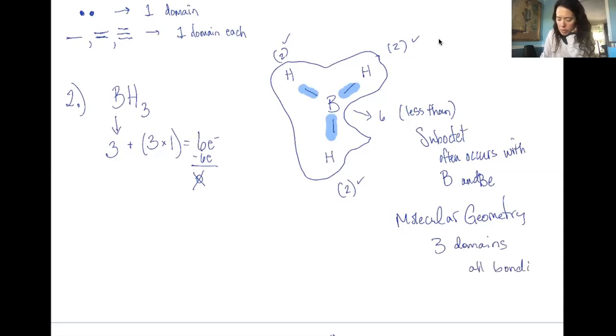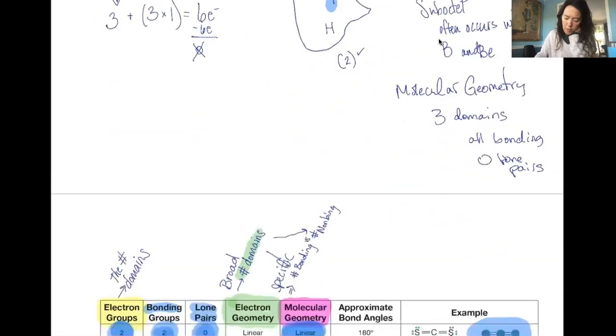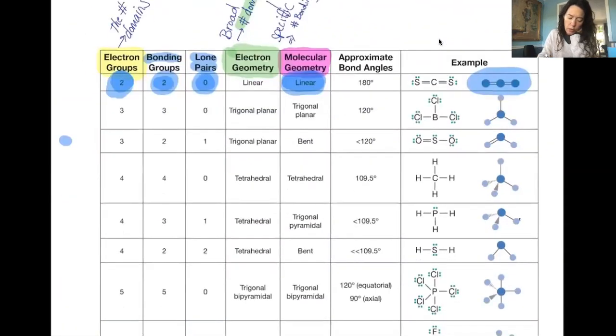Okay, so we have 3 bonding domains and 0 lone pairs or non-bonding. So let's look at our molecular geometry chart. Let's go to where we have 3 domains, all right? We see that we have that twice. But in ours, we have 3 that are bonding and 0 lone pairs. So we will take a trigonal planar arrangement. What you'll see is we will look like a triangle and it will exist on one plane.